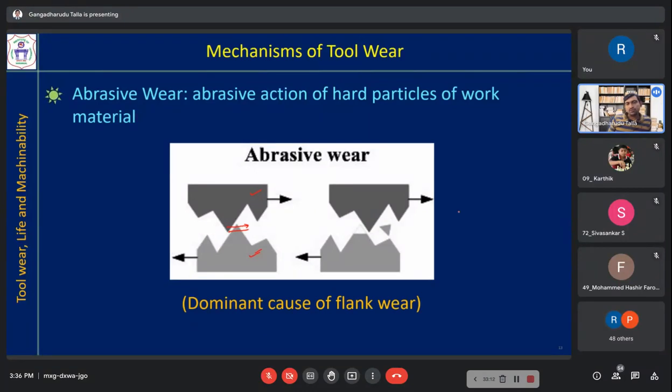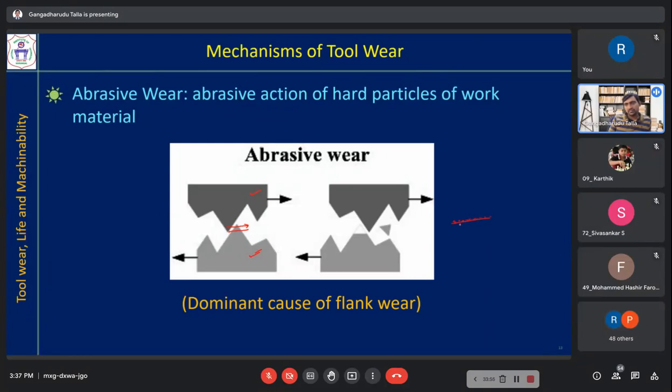So abrasive wear is the dominant cause of flank wear. We have seen crater wear and flank wear. Flank wear happens mainly due to abrasive action, and there are reasons for it. One thing is, on the surface of the workpiece, there can be some scaling. Any fresh surface will try to oxidize. Immediately after machining, it is heated up and getting oxidized, which means some hard layer has come.